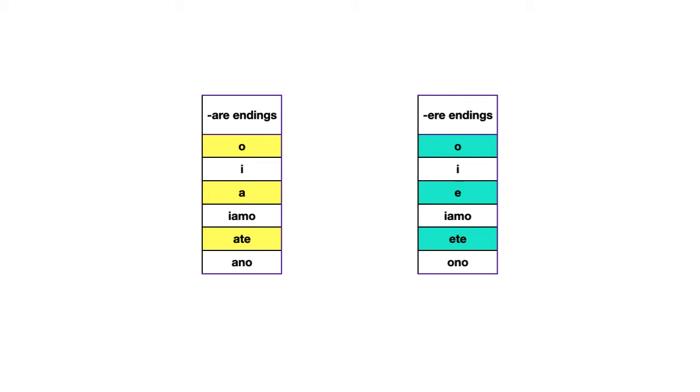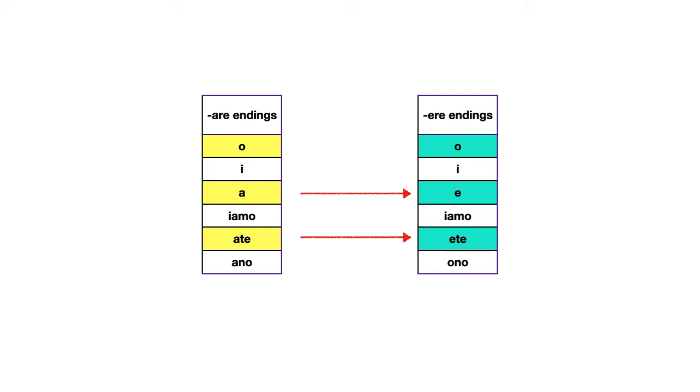So if you look at these two little tables carefully, you will notice that they are quite similar, right? In fact, there are three endings that are the same. The io ending stays the same, it's o. The tu ending also stays the same, it's i. And the noi ending is still iamo. So that means we have only three endings that change, right? The lui, lei ending is a for are verbs and e for ere verbs. The voi ending is ate for are verbs and ete for ere verbs.